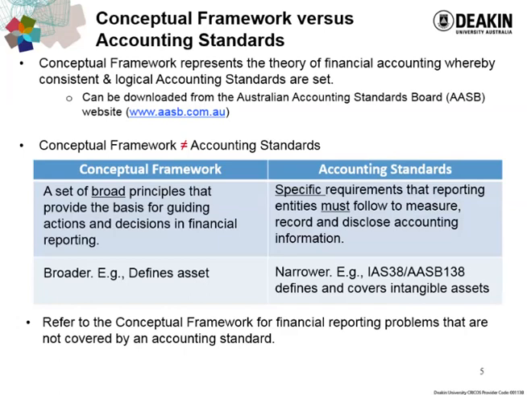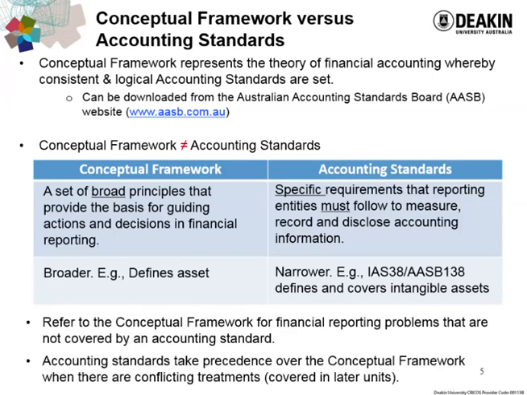But note that we need both the conceptual framework and accounting standards because it is not possible to cover every single situation or scenario via accounting standards. Because we can have 1 million scenarios in the business world. If a particular problem is not covered by accounting standards, we need to fall back on the conceptual framework to decide the accounting treatment. However, sometimes accounting standards and the conceptual framework may suggest different treatments. Sometimes they are conflicting. You will get to see this when you move to a more advanced accounting unit.